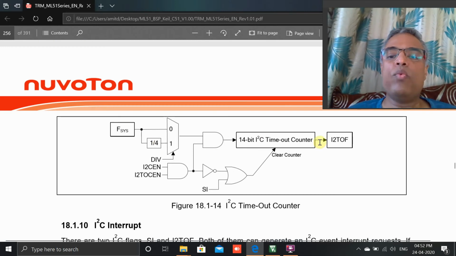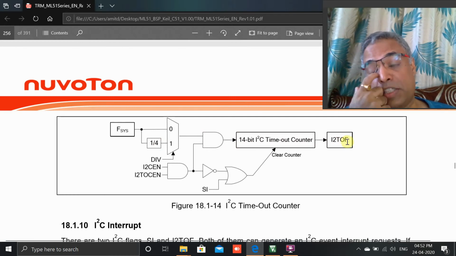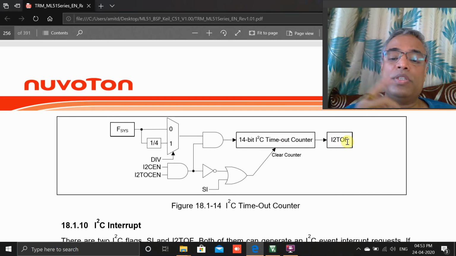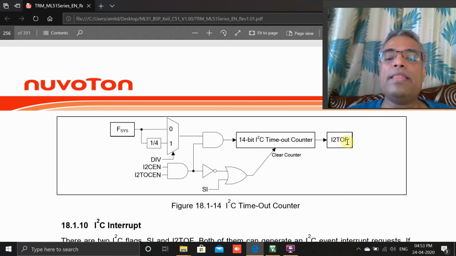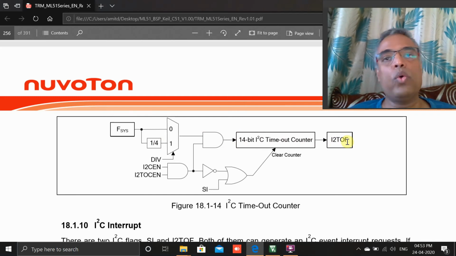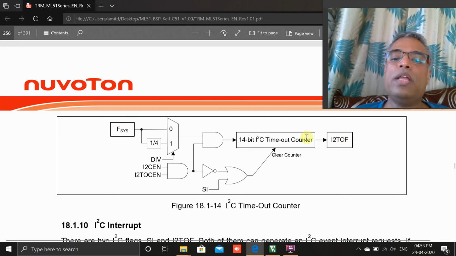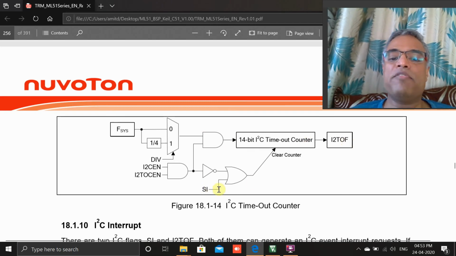And this timer, once it times out, will generate an I2TOF interrupt. It will set this flag and generate an interrupt, which will vector to your I2C interrupt. And in that interrupt, because it jumps there on this timeout, you have the possibility of knowing that your bus has latched up or hung up, and you can recover from there.